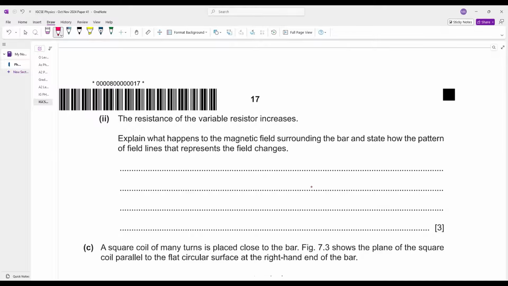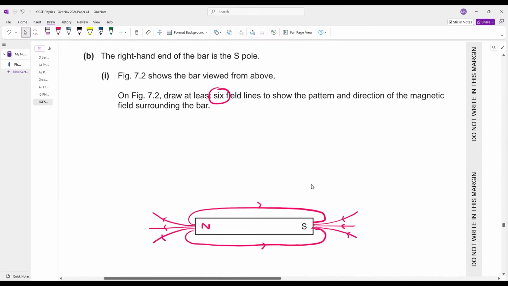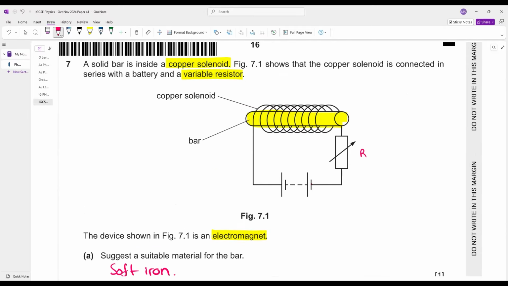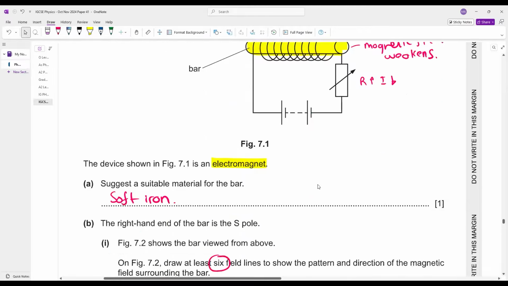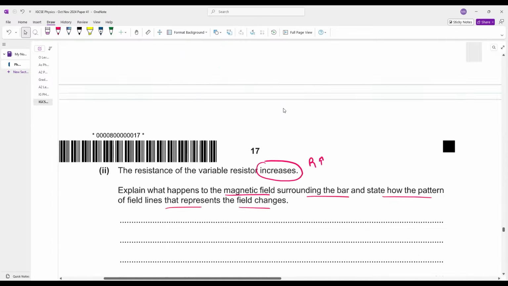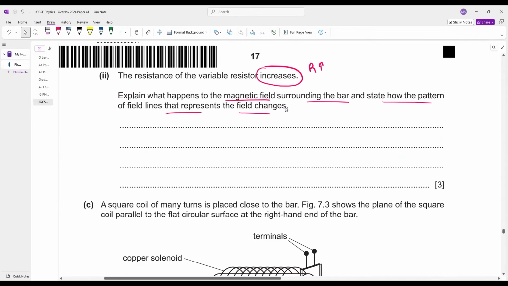Let's further move ahead. The resistance of the variable resistor increases. अच्छा जी, resistance increase हो रही है. Okay. Explain what happens to the magnetic field surrounding the bar and state how the pattern of the field lines that represent the field changes. If your resistance is increasing, बेटा अगर इसकी resistance increase हो रही है, what will happen? The current decreases. As the current decreases, what will happen to the magnetic field? Magnetic field weakens. And what will happen to the magnetic field lines? They will move away from each other. Your distance between the magnetic field lines will increase.